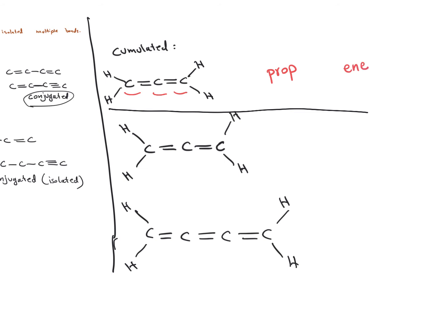But we have more things, right? We have 2 double bonds. Remember that we would say diene, so it would be propadiene. This is kind of weird to write like this, but this is how we write the name.